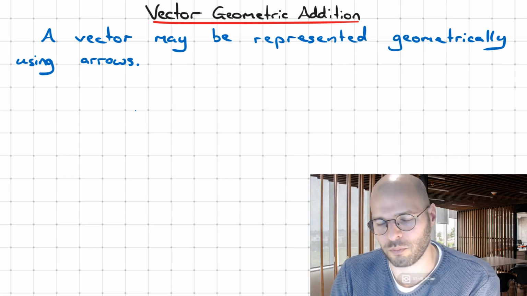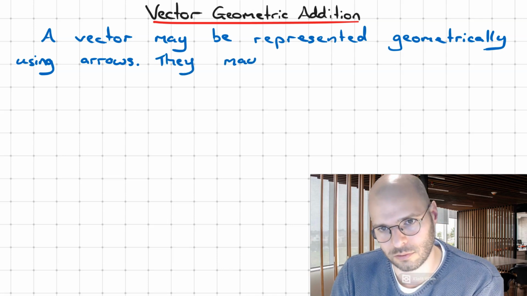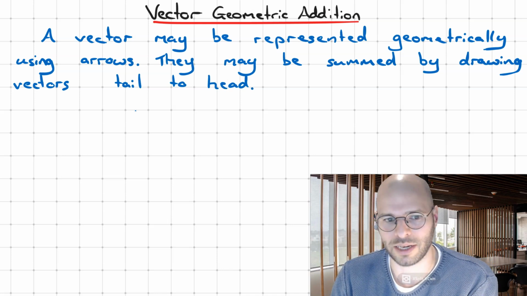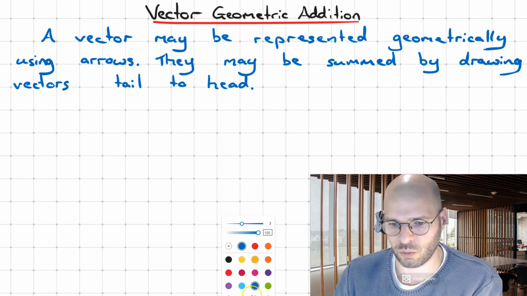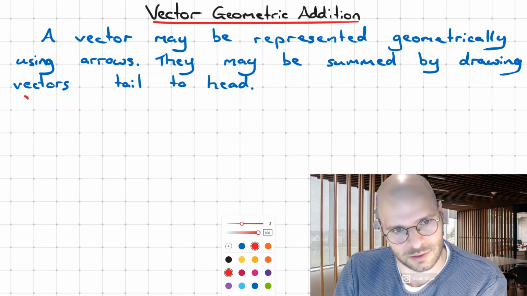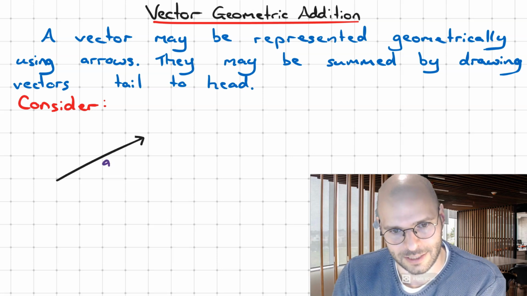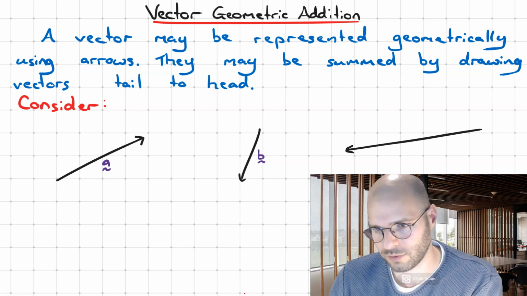A vector may be represented geometrically using arrows. They may be summed by drawing vectors tail to head. Let's have a look at what that means by example. Consider we have three vectors. This will be vector A, this will be vector B, and the final one will be vector C.